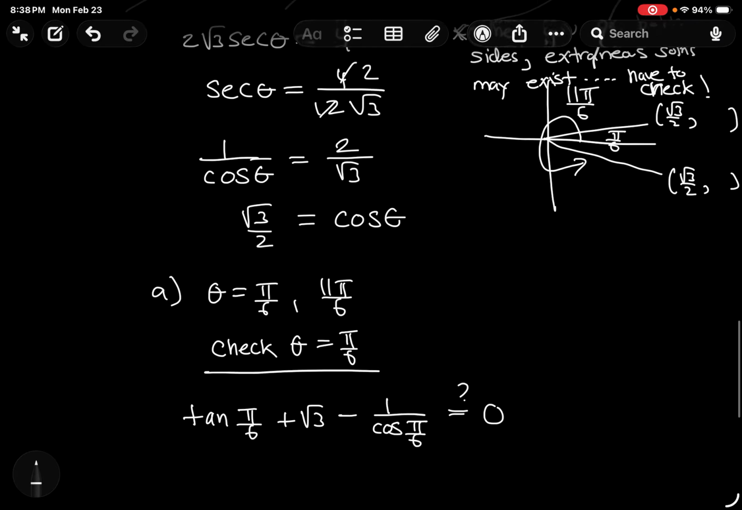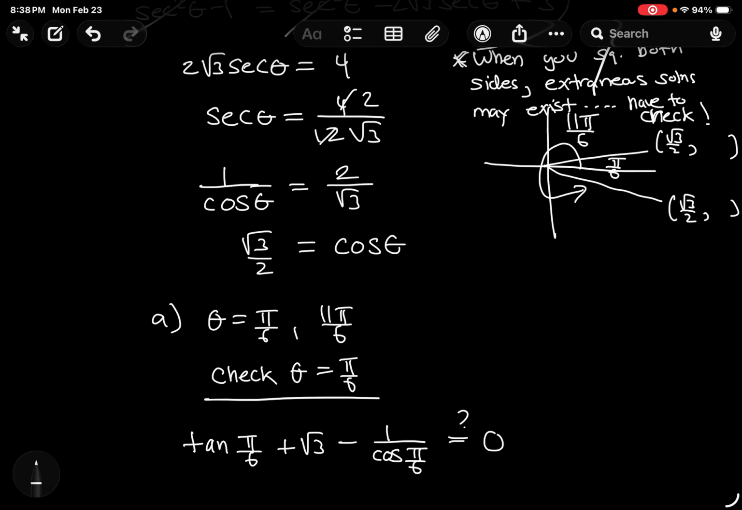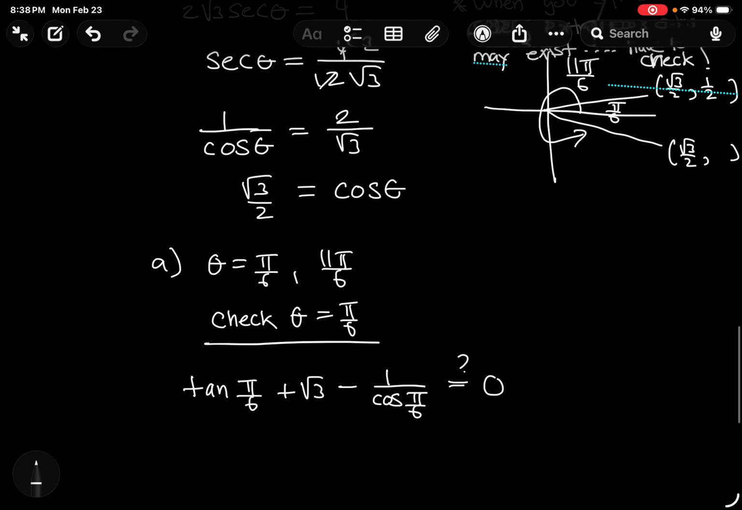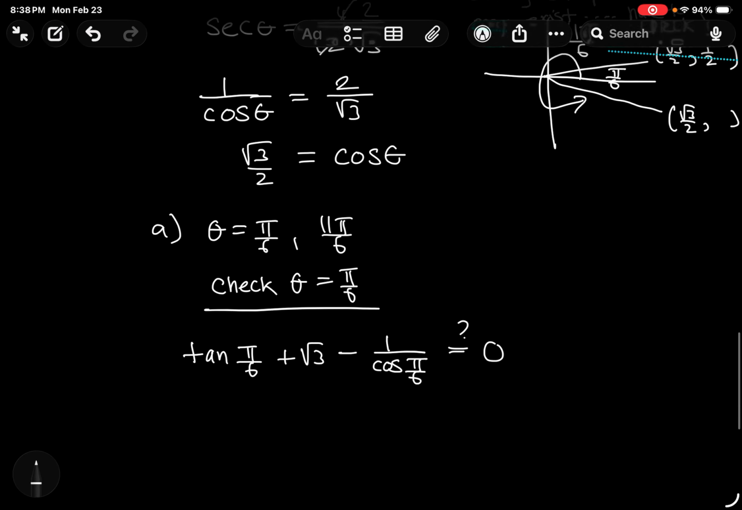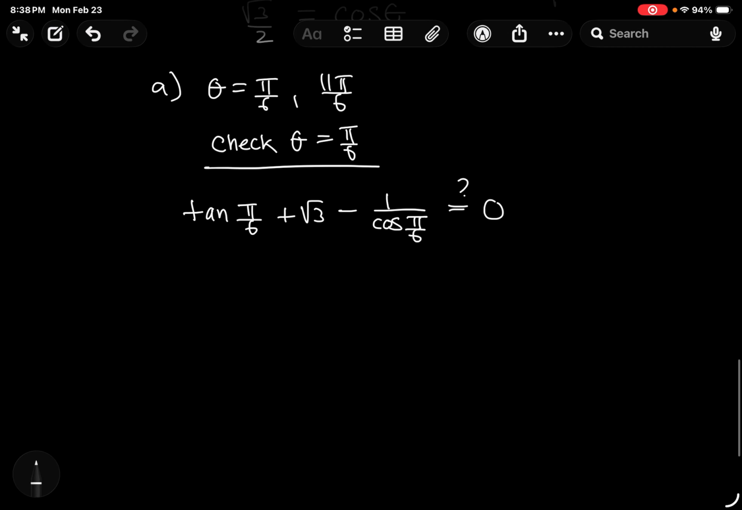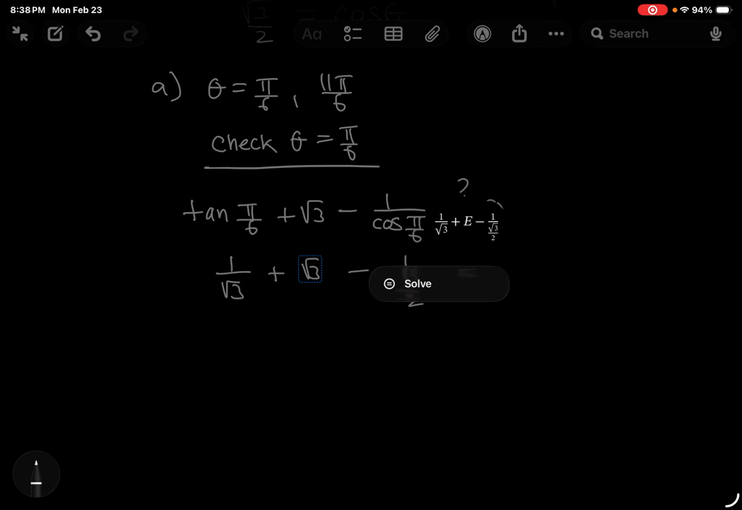So again, tangent of pi over 6. I kind of drew it out here, going back to this: root 3 over 2 comma 1/2. That's the ratio of y over x. So 1/2 over root 3 over 2, that's just 1 over root 3. And then the cosine of pi over 6, as you know, is root 3 over 2. So really you just have to deal with these radicals over here.